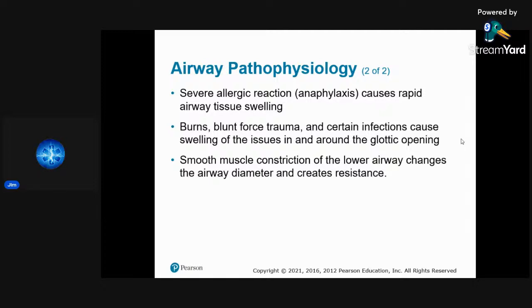The smooth muscles in the bronchi can change the diameter of the bronchi and create resistance. It's just like we talked about in blood vessels, how the smooth muscle will contract and make it smaller. Same way with the bronchi, they can contract and make it smaller, or they can dilate and make them larger.